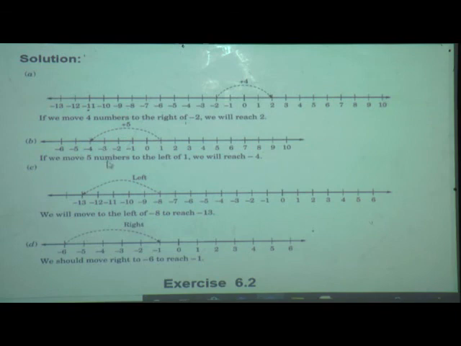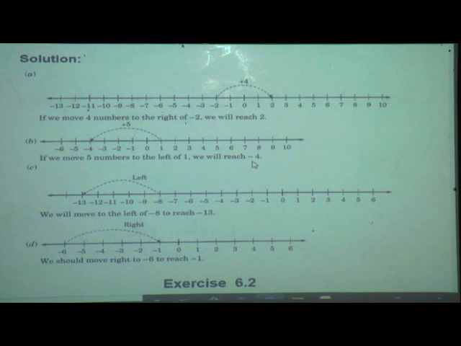Now we have to move 5 numbers to the left of 1. So this is the number line, 0 here. First of all we will mark the point 1. Here is the point 1. Now we have to move 5 steps to the left of 1. Which is the left of 1? This side. So we have to move 5 steps. So 1, 2, 3, 4 and 5. We reached -4. So if we move 5 numbers to the left of 1, we reach -4.